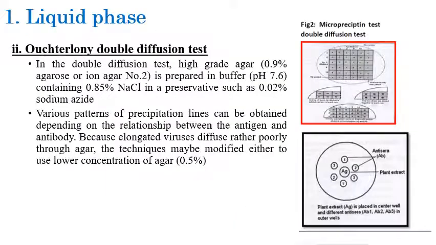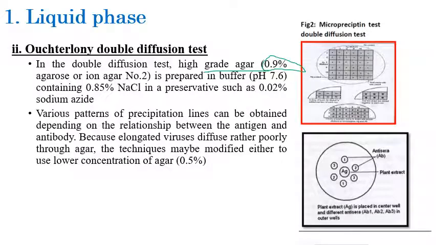The second liquid phase technique is the Ouchterlony double diffusion technique. In this technique, the plant extract or plant sap initially has to be prepared. How the plant sap has to be prepared, I already explained. We grind it using a macerating jar or some other technique, make it into plant sap, and by using a muslin cloth we can get the extract. Initially we have to get the extract, and then in the double diffusion technique, high quality grade agar of 0.9% can be used.